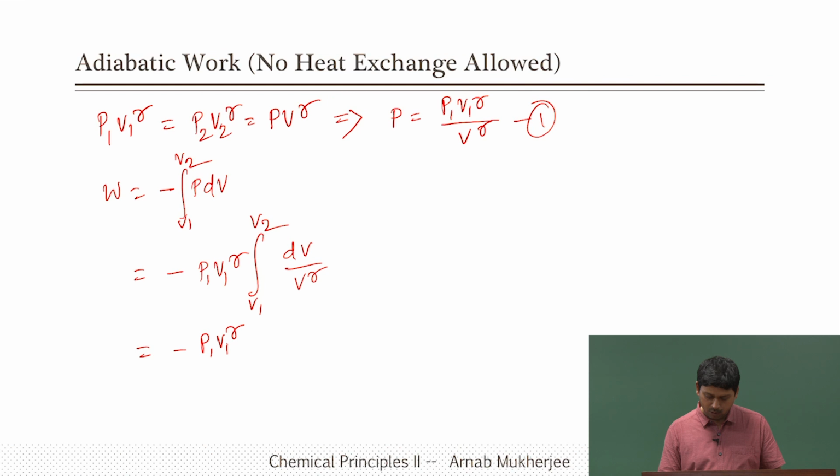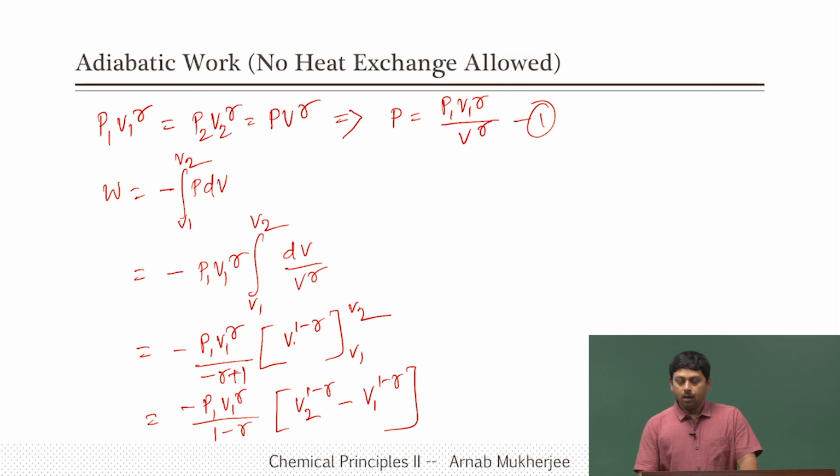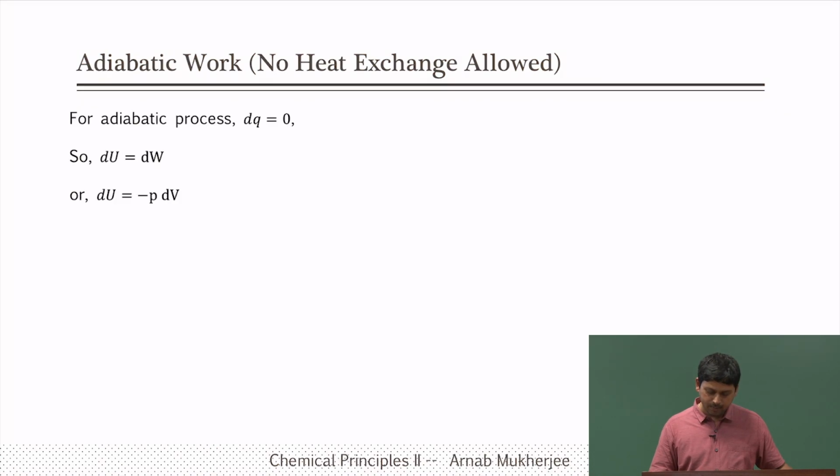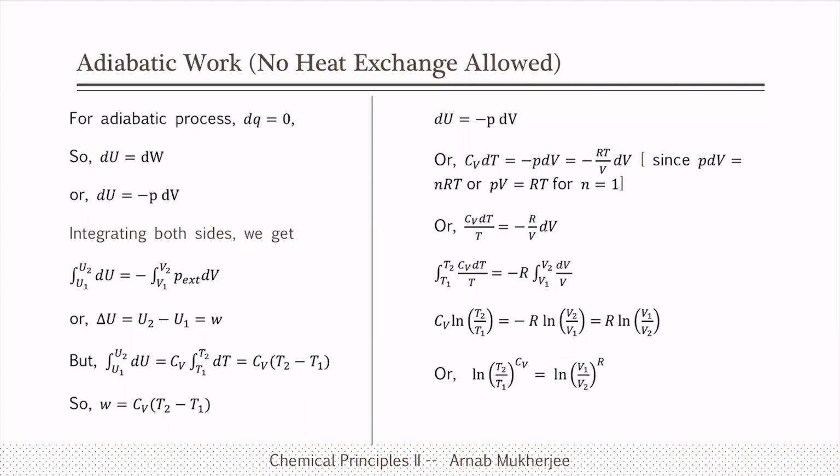Now, minus P 1 V 1 to the power gamma, when I integrate V to the power minus gamma, what am I going to get? Minus gamma plus 1, so V to the power 1 minus gamma by 1 minus gamma, going from V 1 to V 2. So, minus P 1 V 1 to the power gamma by 1 minus gamma, times V 2 to the power 1 minus gamma minus V 1 to the power 1 minus gamma. And we can see the same expression written here.